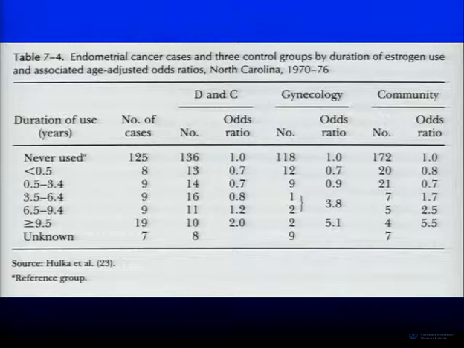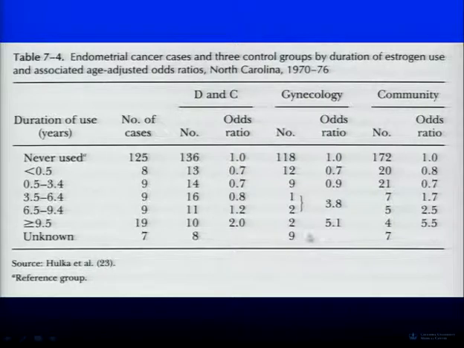Here's another scenario where this is looking at endometrial cancer cases and they're looking at duration of estrogen use. So they had duration of use here, which is never used all the way up to more than 9 years. And then this is each of the cases, the number of cases. Then they had a DNC control, which a DNC is something that you would use to clean out the uterus for some reason because you have abnormal bleeding. You have gynecology controls where they went to the same gynecology practice, and then community controls where they lived in the same area as the case.